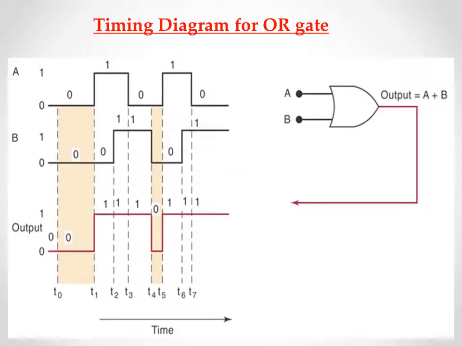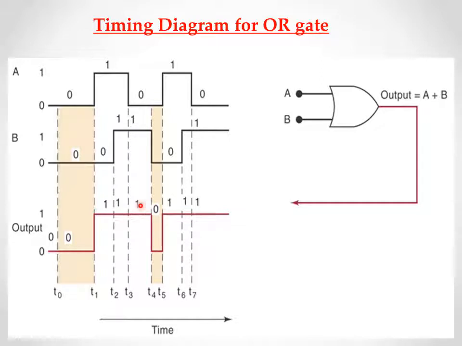This is an example. The two inputs are represented in waveform method. Now this is input A and this is input B. Now based on the OR gate operations, we will see the output. In the T0 to T1 instant, both the inputs are 0, so the output is also 0. Now T1 to T2 instant, input A is 1 and B is 0. So the output 0 plus 1 is 1. Now T2 to T3 instant, both the inputs are high, so the output is also high.